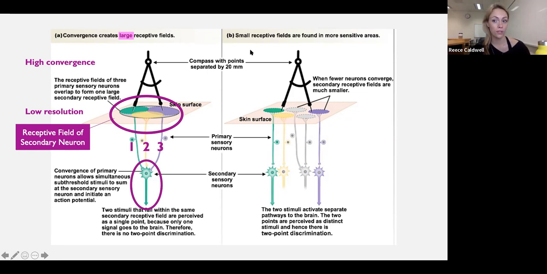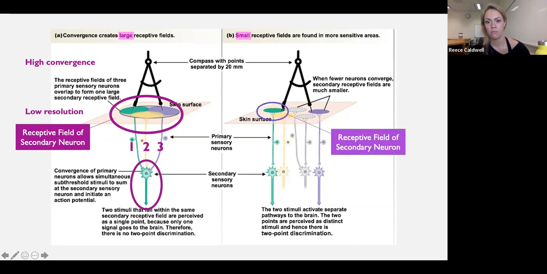Now let's look at our small receptive field. So we're being poked in the same distance, but now we're in a different area of the body, a more sensitive area of the body. What we see is that with our small receptive fields, we have a smaller receptive field for the secondary neuron. So we stimulate this area and we have one primary neuron that converges into one secondary neuron. Therefore, these are low convergence and high resolution fields. One neuron converges with the secondary neuron, so low convergence, 1-to-1, but high resolution.